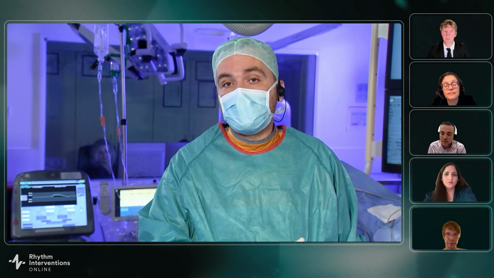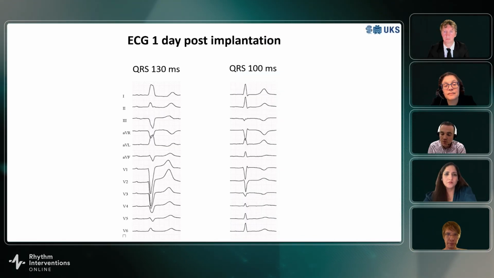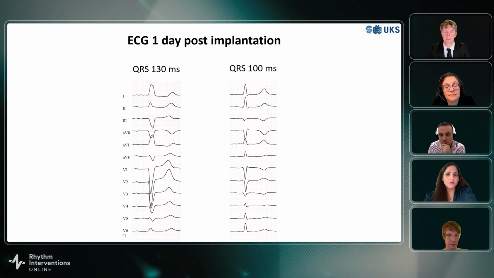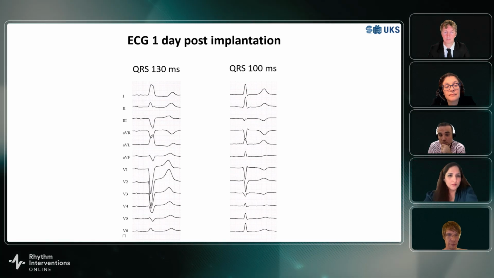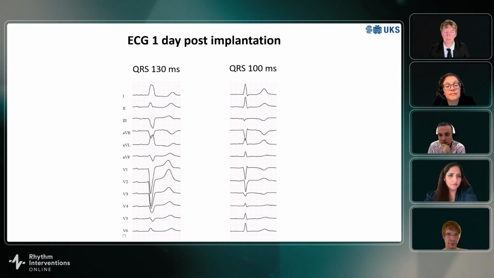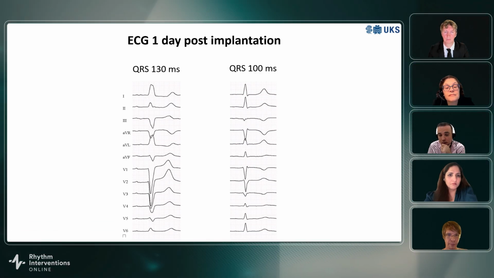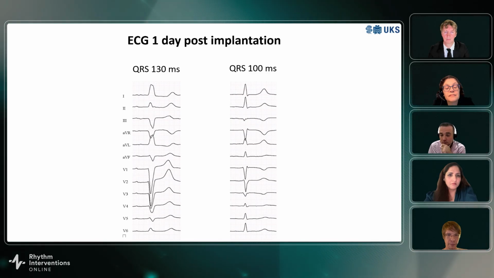Can we stop the case and go to the second presentation? Here we can see the ECG one day post implantation. That was the ECG before implantation. We can see the first degree AV block and the left bundle branch block, with a QRS duration of 130 milliseconds. And here after implantation, we can see the terminal R wave, we have the narrow QRS, positive in II, negative in III, and positive aVL. That was the ECG after implantation.